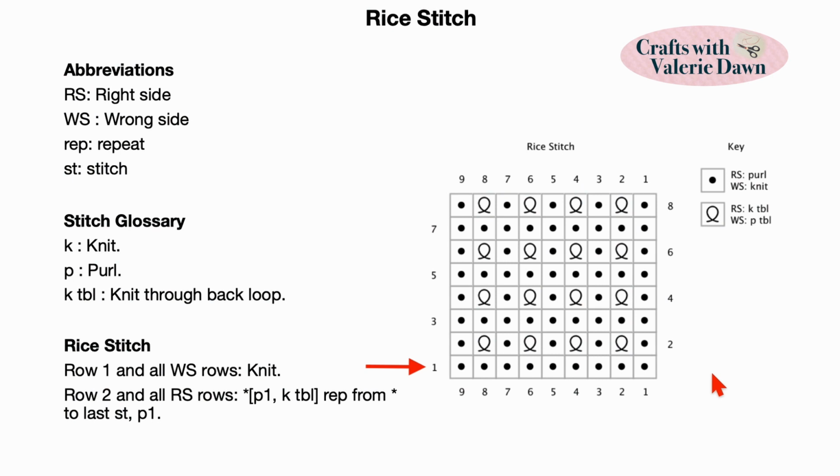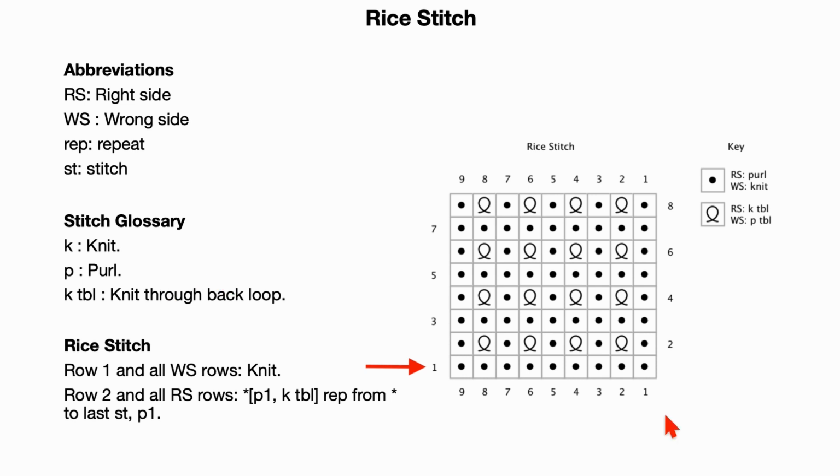The rice stitch is a very pretty raised purl pattern, and it's lovely in sweaters or as a background to cables. This is the pattern I am showing you here, and we'll see there are abbreviations, the most important being RS is the right side, WS is wrong side. Stitch glossary, of course there's knit and purl, and the special one in this pattern is the knit through back loop. This is a very simple pattern, and it looks more complicated than it is.